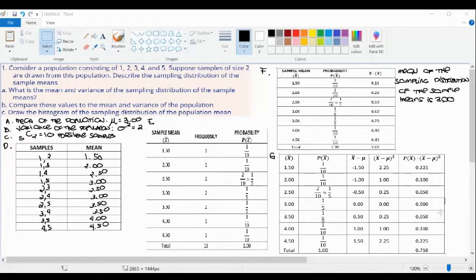To compute for the variance, we're going to add all of this. And therefore, we can say that the variance of the sampling distribution is 0.75.